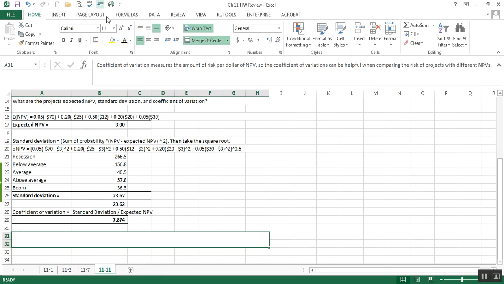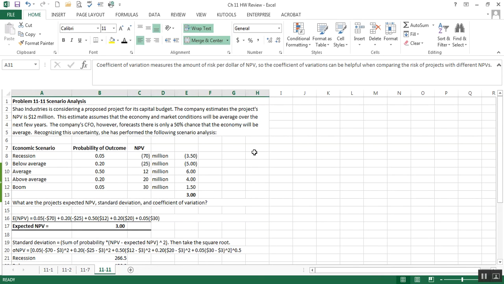So what does the coefficient of variation tell us? It measures the amount of risk per dollar of NPV. So the coefficient of variation can be helpful when comparing the risk of projects with different NPVs. It's hard to look at it on its own without understanding the benchmark that you want to compare it to. Hopefully this answers some of the questions that you had on Chapter 11. Thank you.